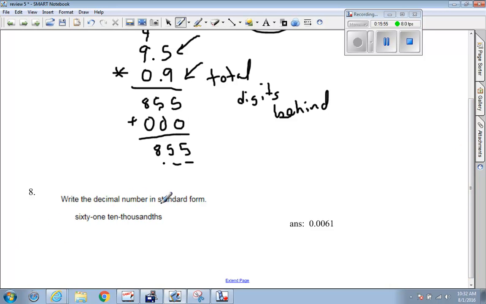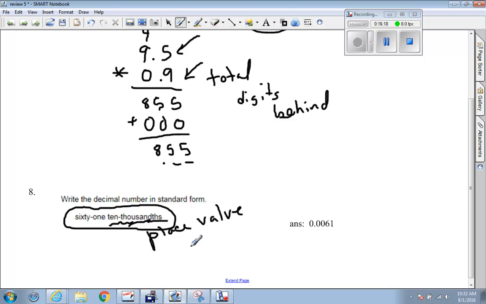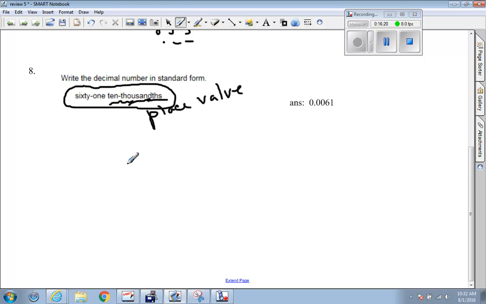Write the decimal in standard form. This is especially awkward for someone that has English as a second language, and I have a lot of students that have English as a second language. So let's read it. 61 ten thousandths. Well, the big thing is right here, ten thousandths. That's your place value. And so the big thing is lay out the place value chart. That's what's really going to help you.